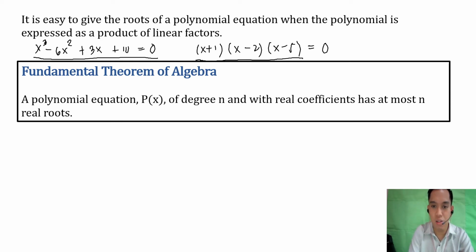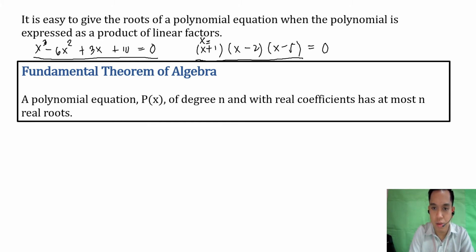So ito nga yung kanyang factor, di ba? Quantity of x plus 1, quantity of x minus 2, and quantity of x minus 5 equals 0. So by determining the roots, by equating each factor to 0, we can find the value of x. And the value of x is our root to our polynomial equation. So later, we have several examples doon mamaya. So dito, class, kapag i-equate natin yung x plus 1 to 0, what is the value of x dito?